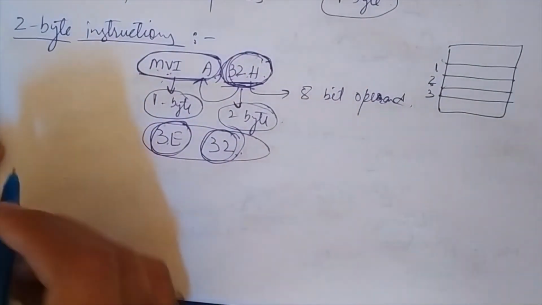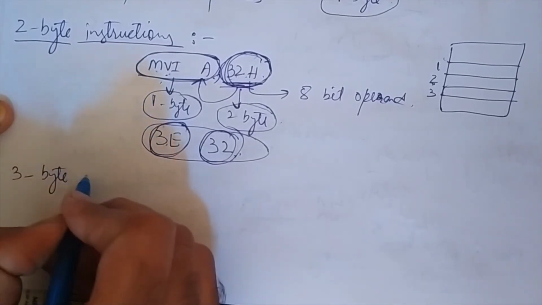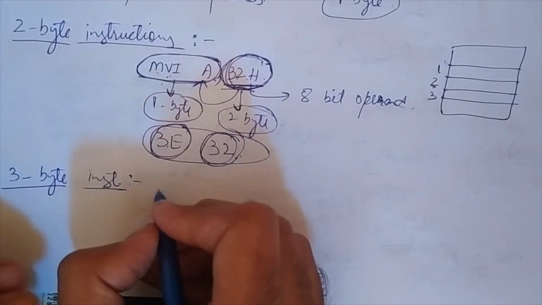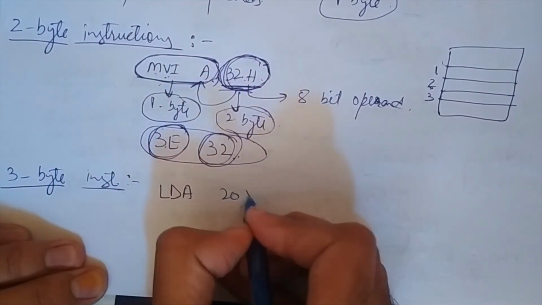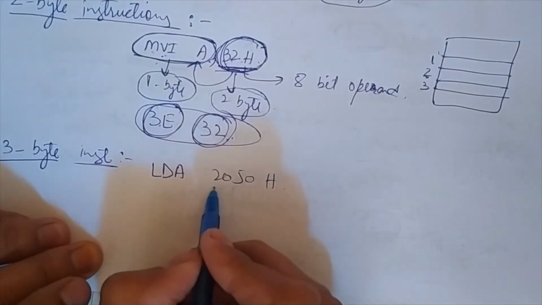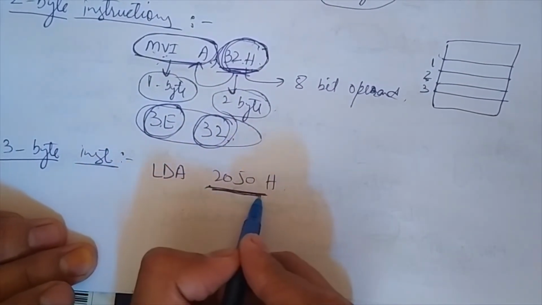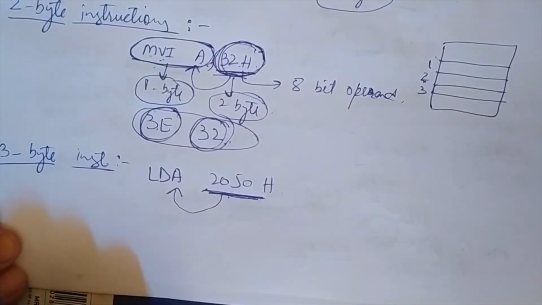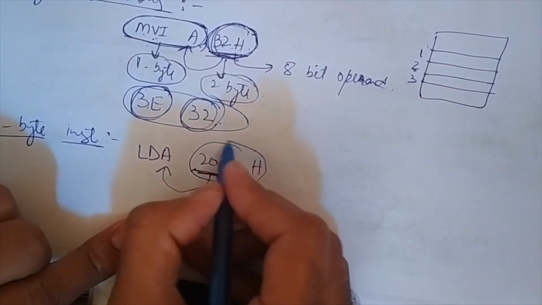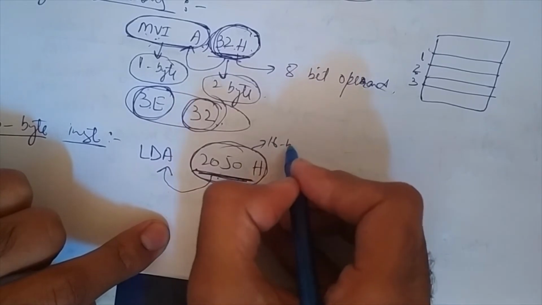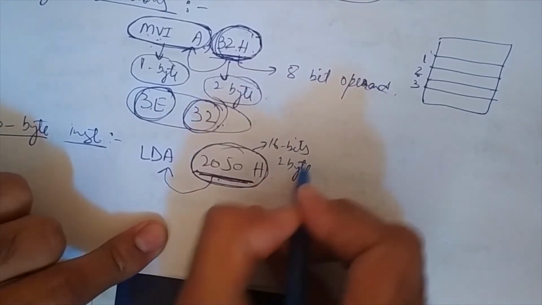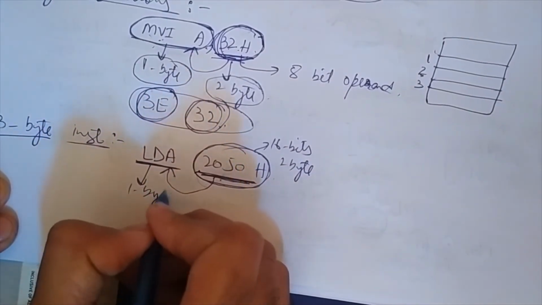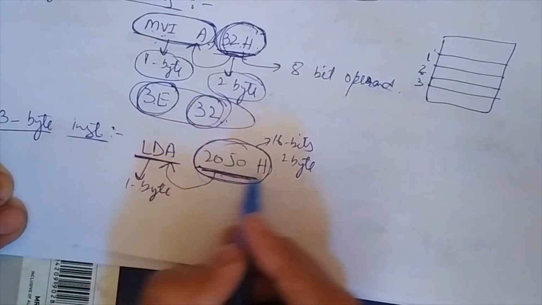Then after that, we have 3-byte instructions. For example, there are some instructions that do the following. LDA 2050H. This says to go to this memory location, take the data from this memory location and place the data in the accumulator. So here you can see this particular operand. This is of how many bits? 16 bits, or we can say 2 bytes. So it occupies 2 bytes and the opcode occupies 1 byte. So we have how many bytes? 3 bytes. And this is a 3-byte instruction.